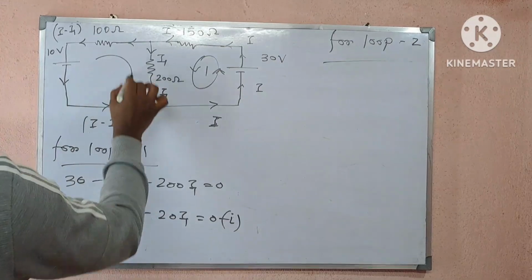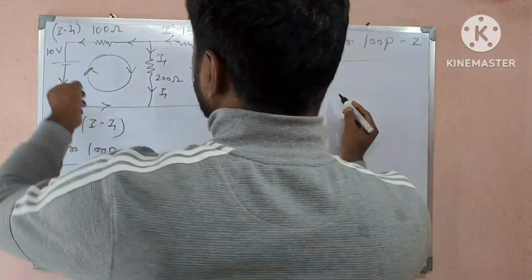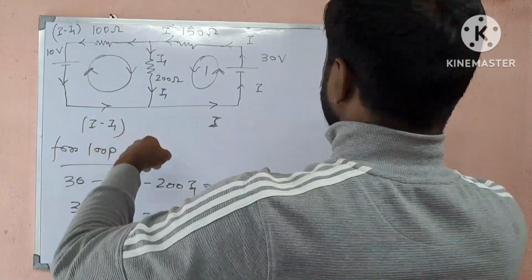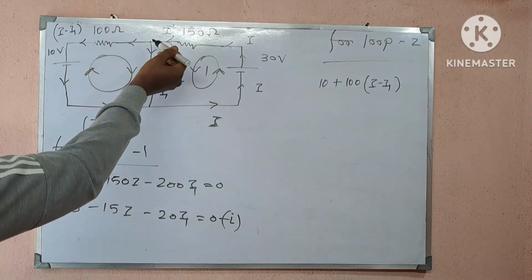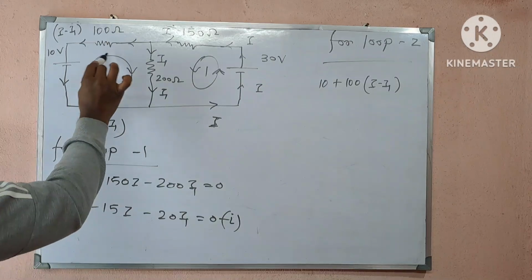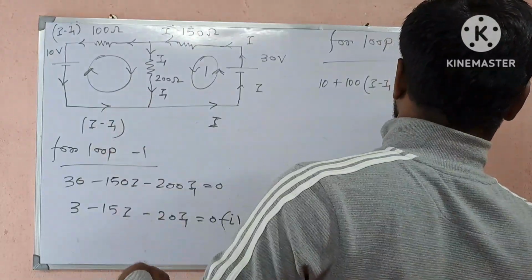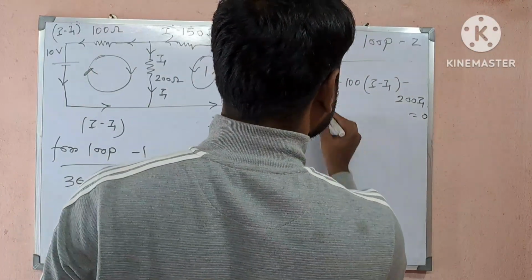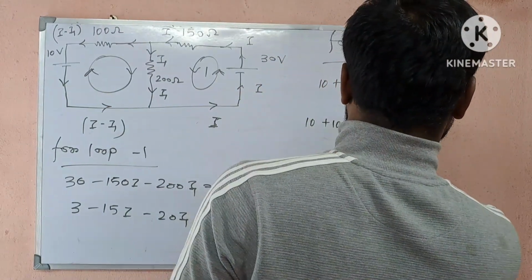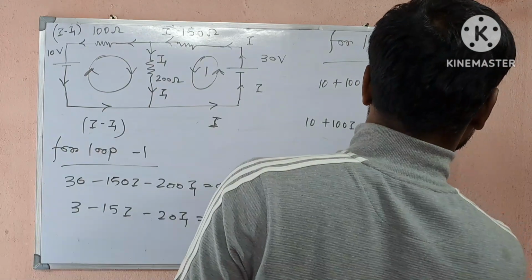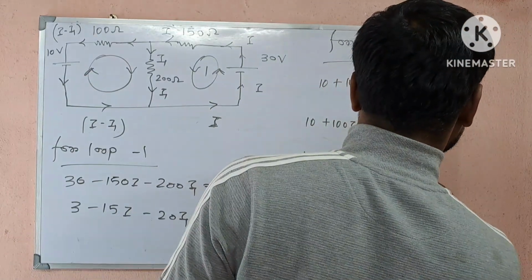And for loop 2, what will it be? This is loop 2. Let's say this is the direction of path, because we have to choose a path. So for loop 2, that will be 10 plus 100(I minus I1). Why plus? Because the direction of current through this 100 ohm resistor is this, and the direction of path nearest to this resistor is opposite to that one. And that one will be minus 200 I1 is equal to 0. After solving, that value will be 10 plus 100 I minus 100 I1 minus 200 I1 equal to 0. So the value will be 10 plus 100 I minus 300 I1 equal to 0.